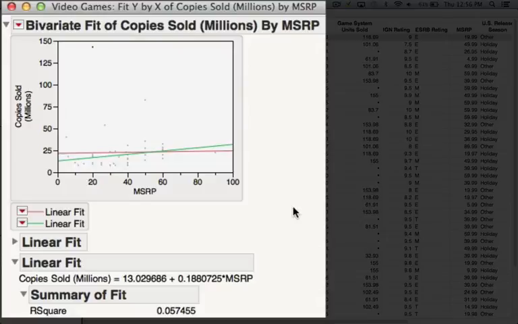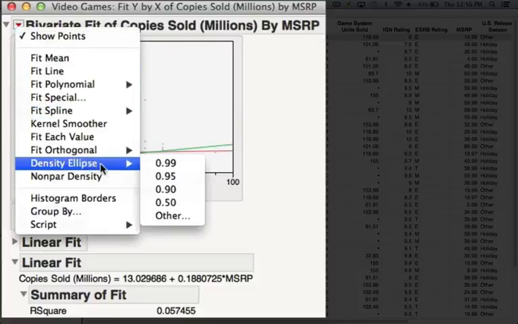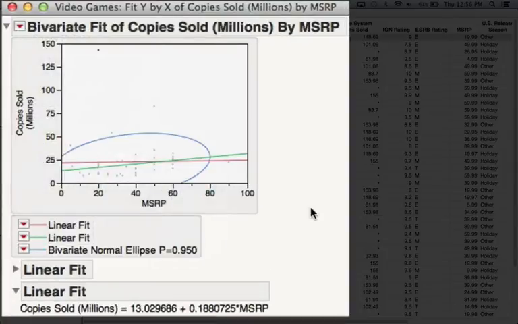Let's add a density ellipse to our model. Go to the red triangle and under density ellipse, select 0.95. 0.95 simply indicates that 95% of our observations are within the boundary of the ellipse. The ellipse is also a good graphical indicator of correlation.